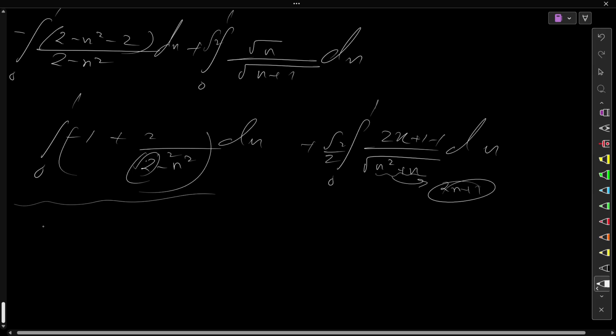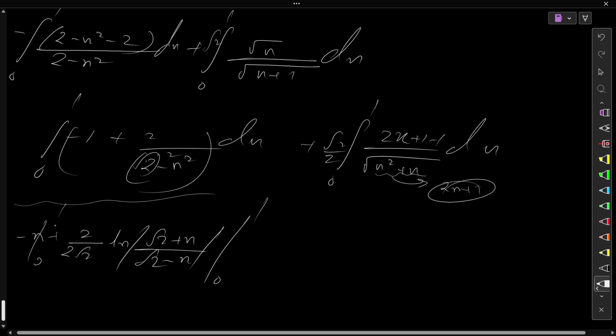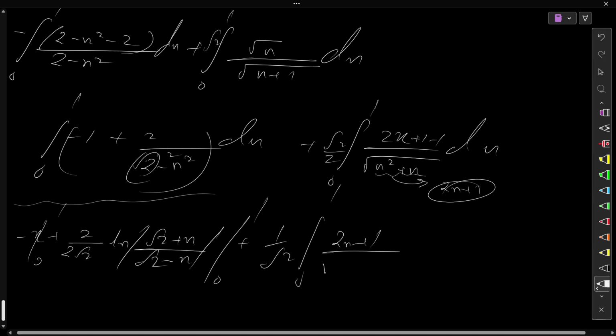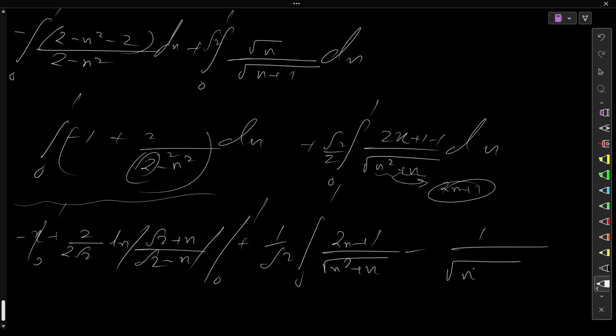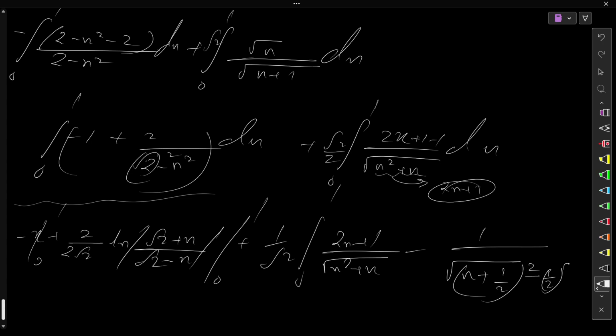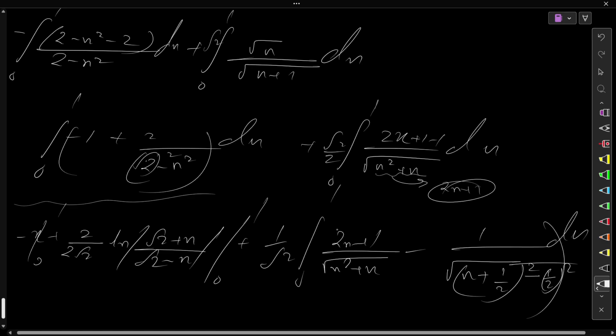After evaluating this integral, this would be minus x plus 2 divided by 2 root 2 ln mod of root 2 plus x divided by root 2 minus x, from 0 to 1. Then plus the integral from 0 to 1 of 1 over root 2, 2x plus 1 over under the root of x square plus x, minus 1 over under the root of x, minus half. Now I am forming the whole square: x plus half whole square, minus 1 by 2 whole square.